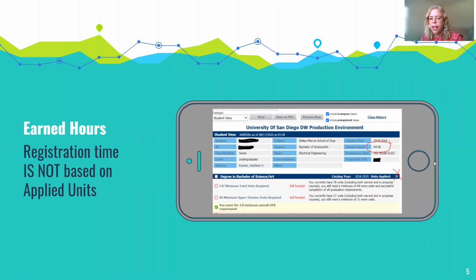When you were looking at that table, it's based on earned hours. It doesn't count the hours that you're currently taking. So go ahead and look at your degree works to figure out when your advising slot is.